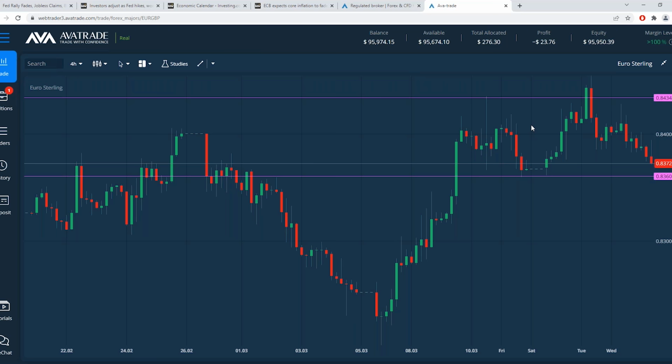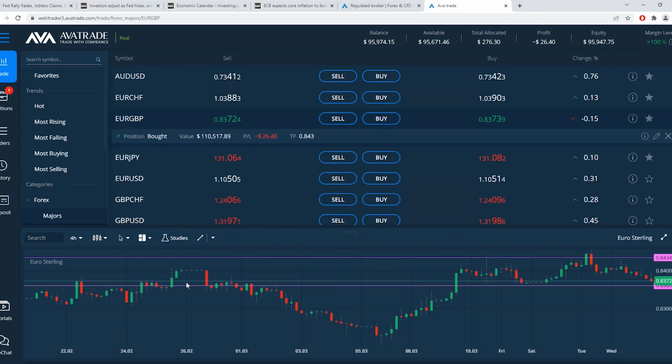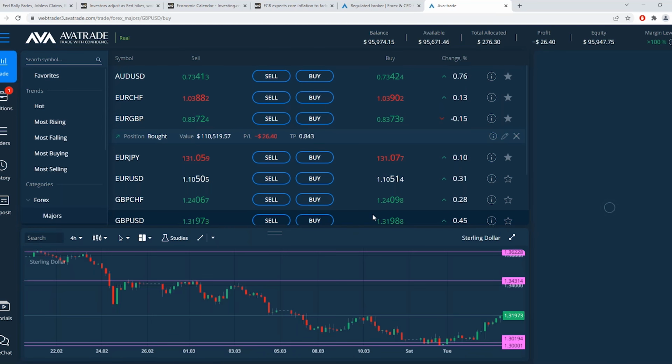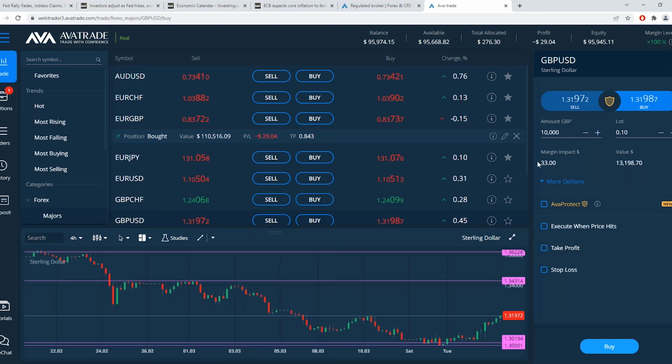There are some questions coming in on AvaProtect. Yes, Tosin, you always have to have enough money available in your balance. In the available part, you see here it says available. When I was opening the trade, let me do it again. Minimize this. If I'm opening a trade, you see here it shows the margin impact.